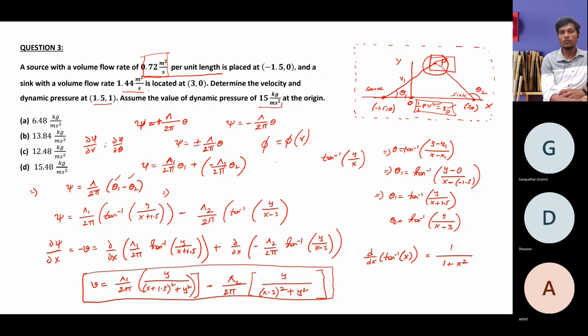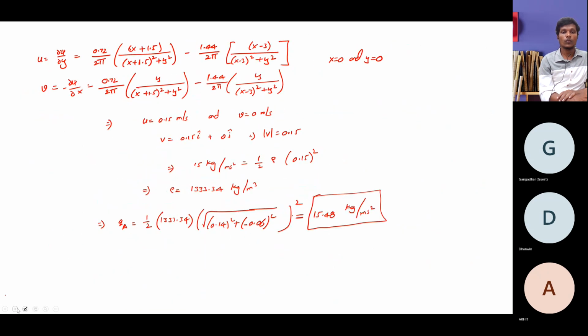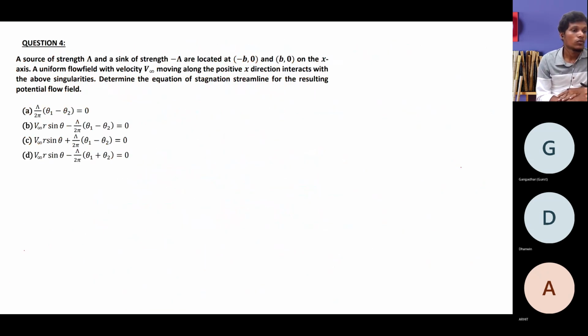The potential function also has a simple definition like dou phi by dou r equals your Vr, or in the same way dou phi by dou x equals your Vx. So you can follow the same process and you will end up at the same solution, that is the dynamic pressure. So it is up to the user or mathematical convenience, whichever gives you the fastest and easiest solution. You can try. Okay, fine. Any questions so far? Okay, if no questions, we can proceed to the next question.